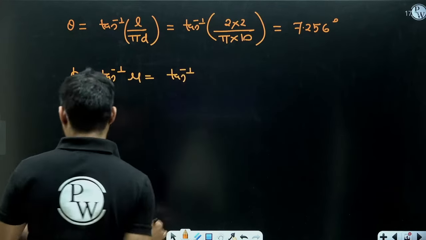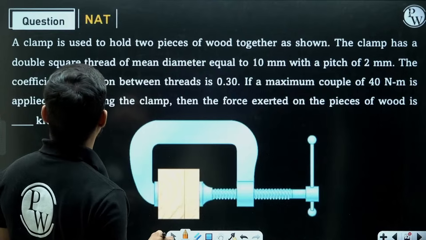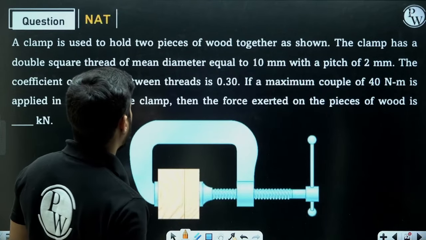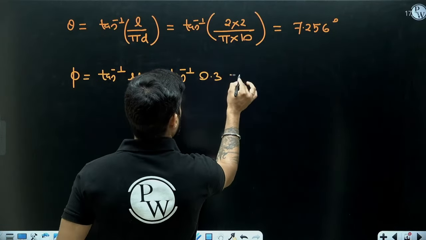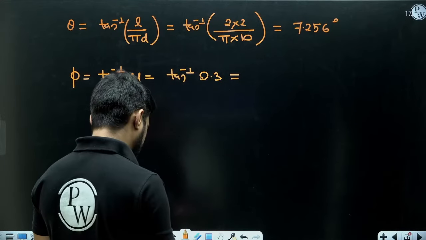Now phi, which is friction angle, is tan inverse of mu. And mu is how much? 0.3. So this will give you the value of phi.